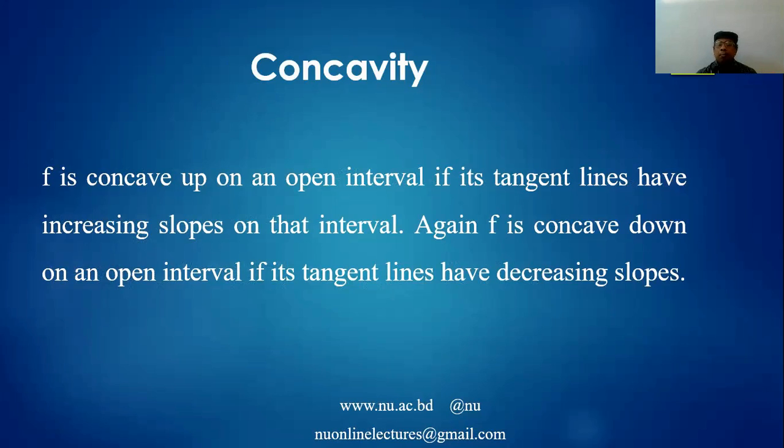এবার একটা ইন্টারভ্যালের ভিতরে যে ট্যানজেন্টটা থাকবে সেটা ইনক্রিজিং মোডে থাকবে। হ্যাঁ, this is concave up. Again, f is concave down on an open interval. For this case, if its tangent lines have decreasing slopes. So concave up for increasing slopes, and that is regarding tangents in an open interval, and concave down on an open interval. In this case, its tangent should be decreasing slopes. Tangent line should be decreasing slopes.